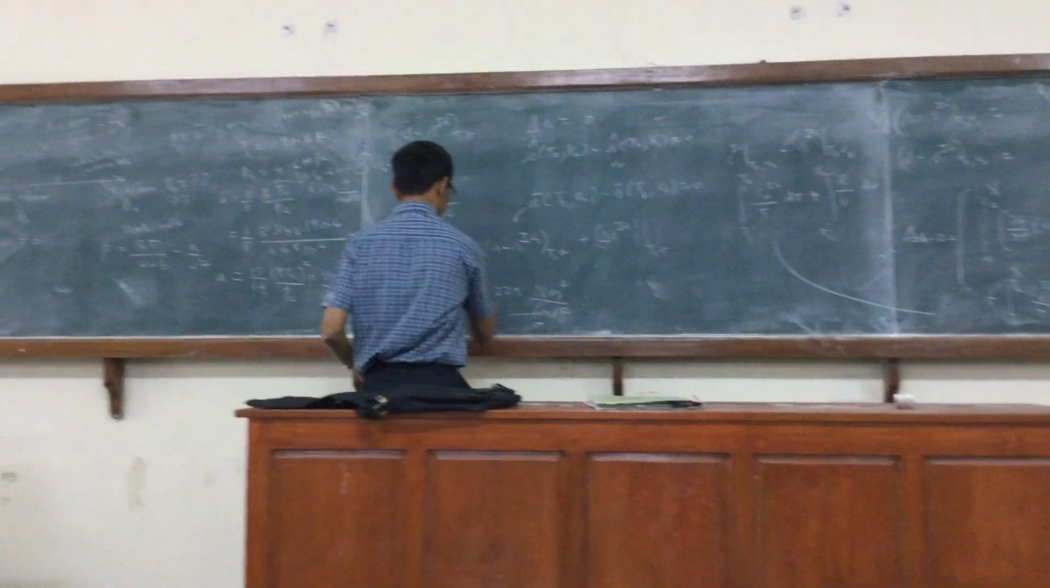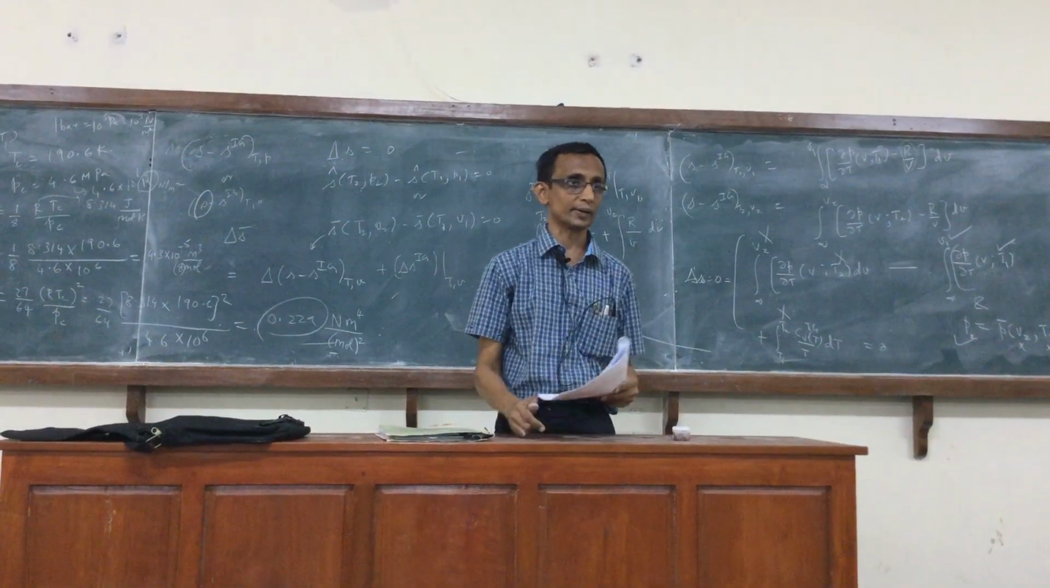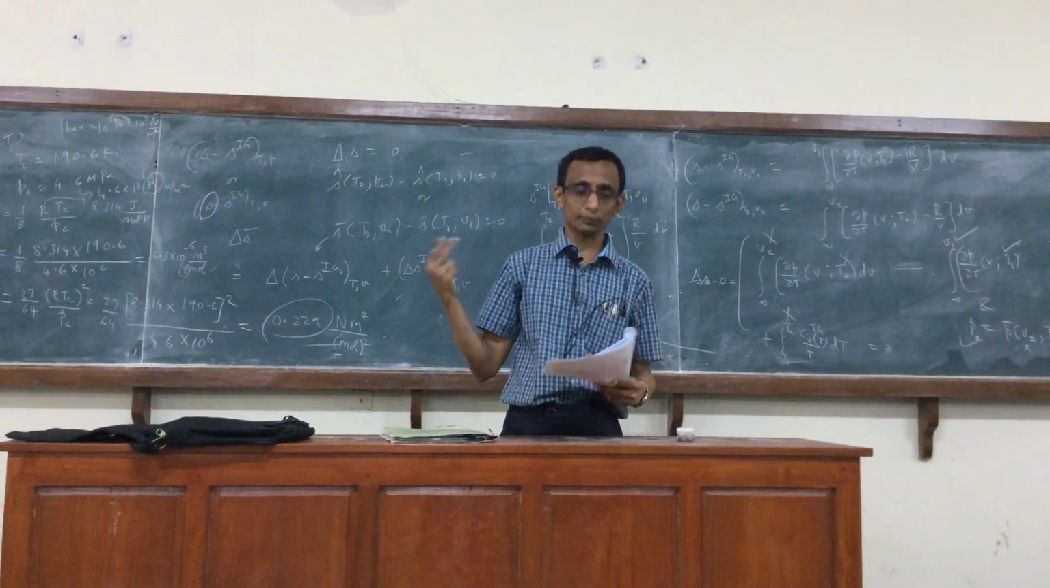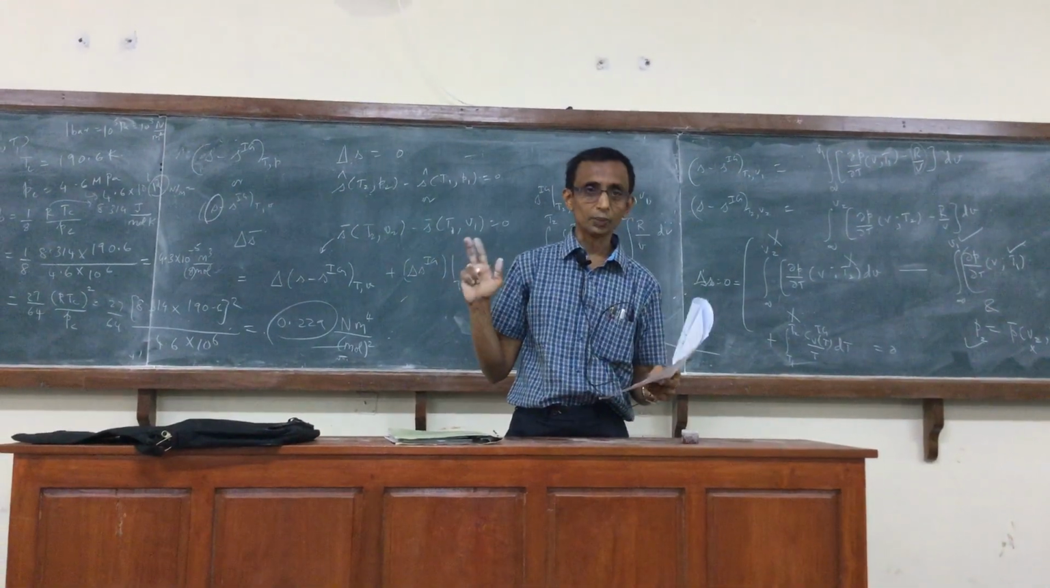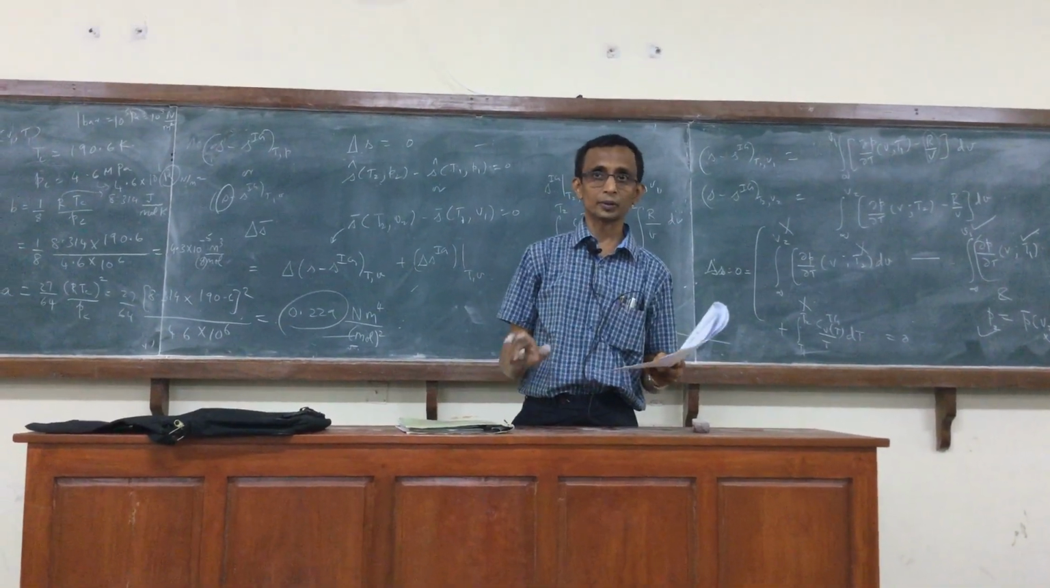And again, the order will be roughly between 0 and 1. For various substances you can see about 0.1 to 0.6 or 0.7 Newton meter power 4 per mole squared. So this is an important part.